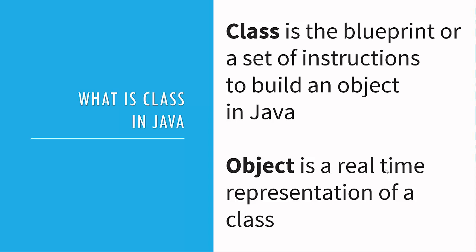Before building a house, what do we do? We create a design, we create a kind of skeleton for a house, including your windows, doors, the interior design on how your house will look, right? And then we start building it. So you can think of this house design as a blueprint or a class, and the real house as an object of that particular class.